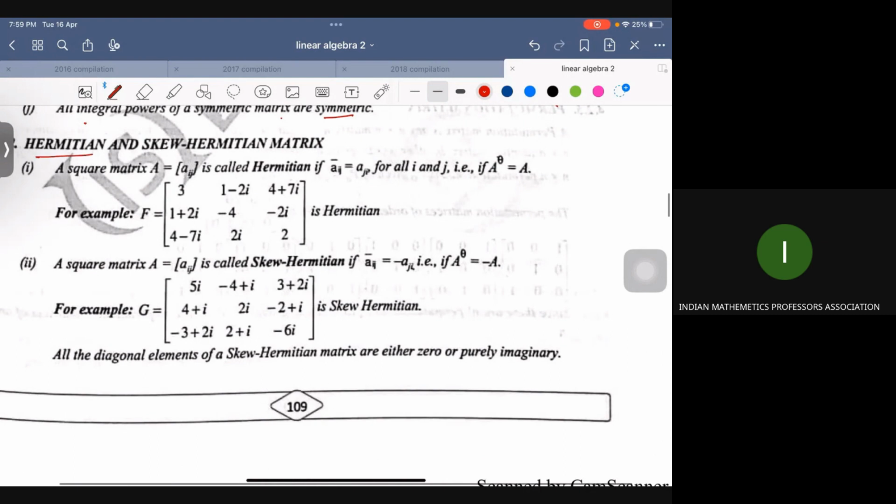And now Hermitian and skew Hermitian matrices. This is the same as in the case of symmetric and skew symmetric, but here we have complex entries. A matrix A is said to be a Hermitian matrix if A is equal to A bar transpose. A bar is nothing but the conjugate, and then its transpose. If A is equal to A bar transpose, then the matrix is said to be a Hermitian matrix.